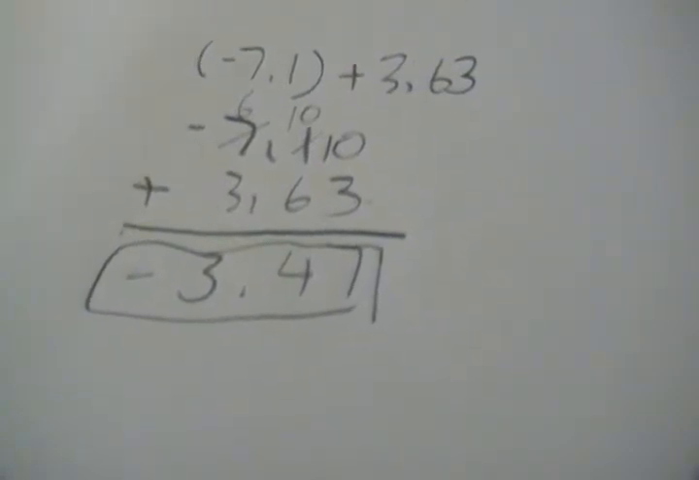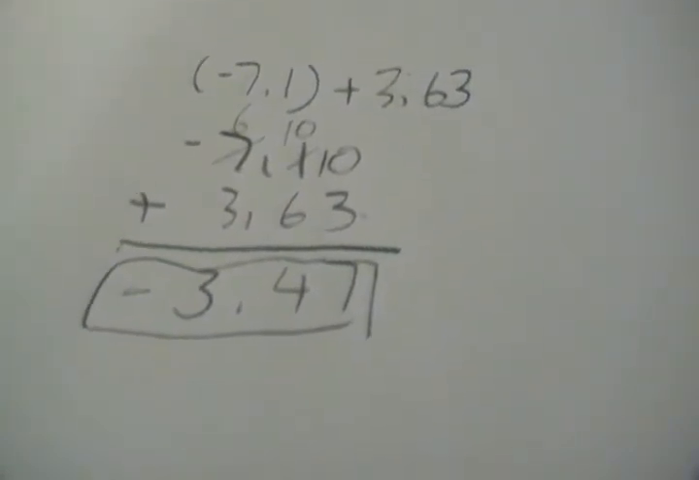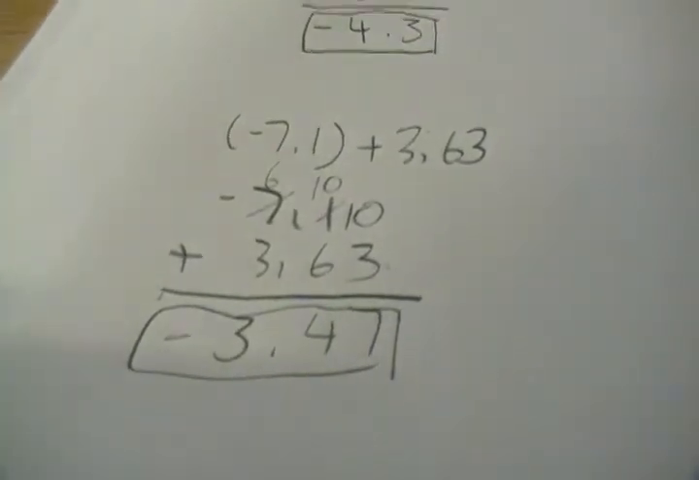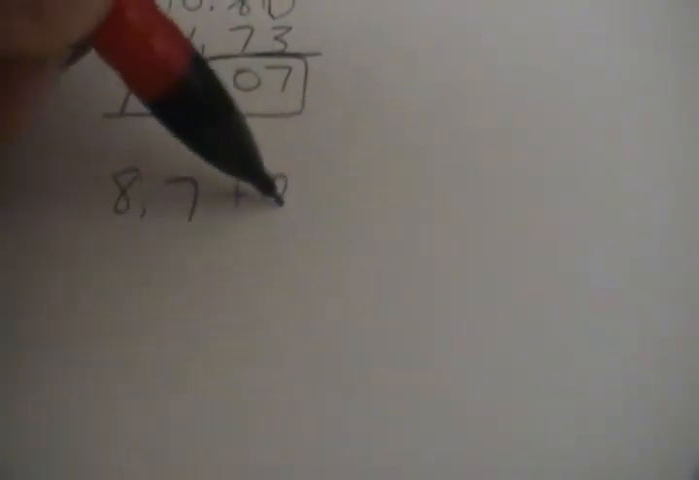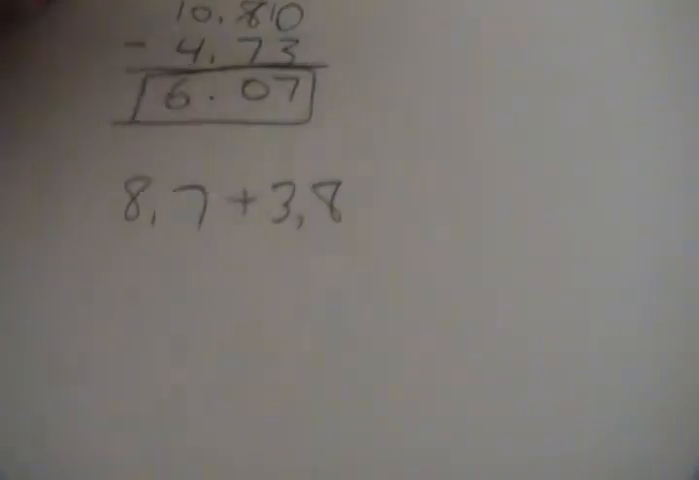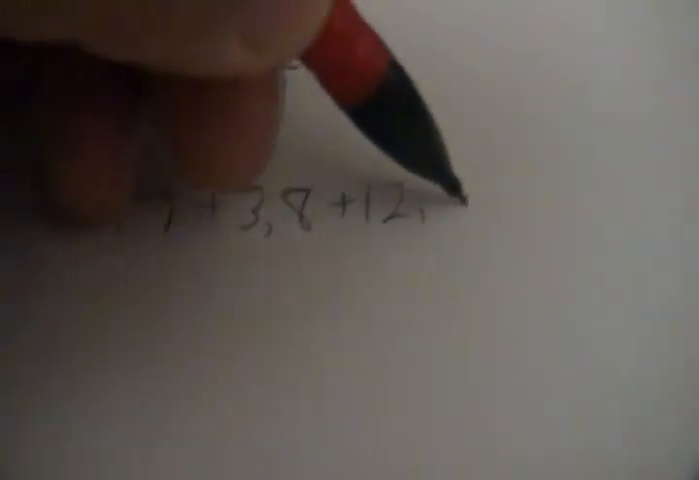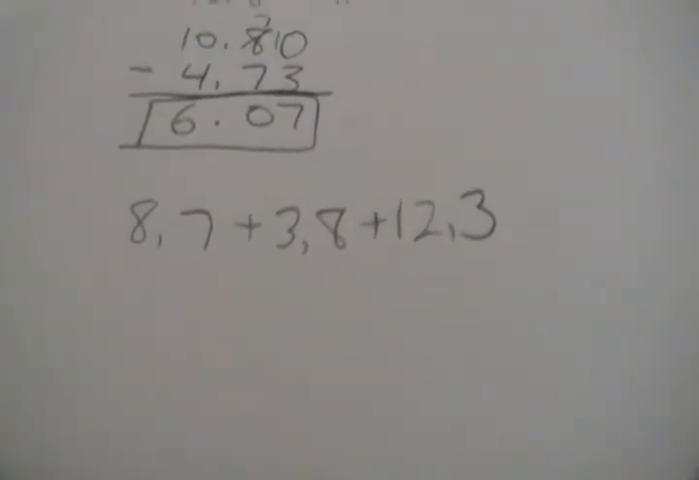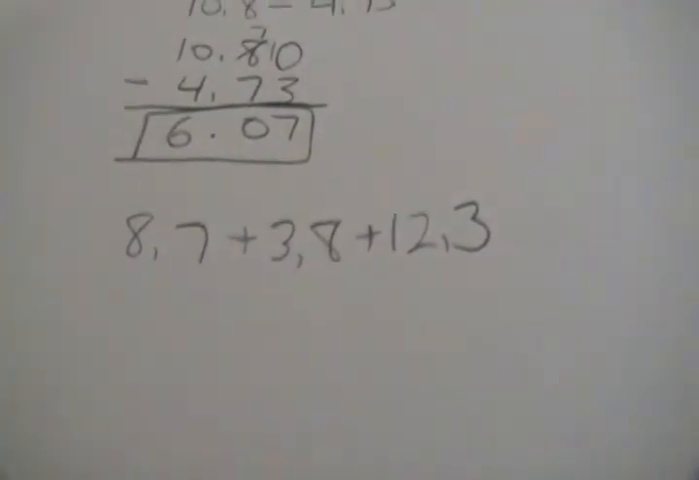Alright, so let's try a couple more problems. Let's try something a little bit harder. Let's try adding 3 decimal numbers, okay? So it's going to be 8.7 plus 3.8 plus 12.3. Okay, try doing this problem on your own. Pause the video and then we'll go through the process.